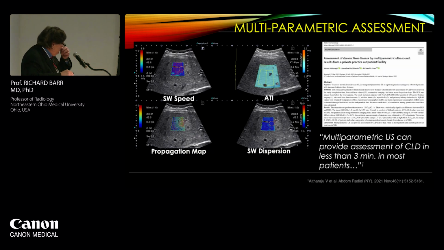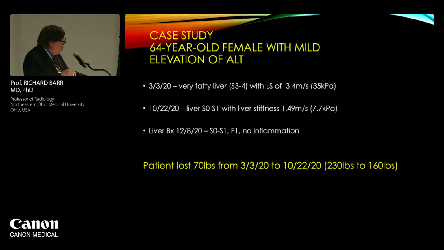We published this paper a while ago with the Canon system. We did a study and showed that we can do a complete analysis in 3 minutes. We can do dispersion slope, shear wave speed, and attenuation imaging all at the same time. I don't even remember where it was published, but we did this in 3 minutes over a large number, over 100 patients. And it didn't seem to matter. Even our newer techs and experienced techs were able to do this quite quickly.